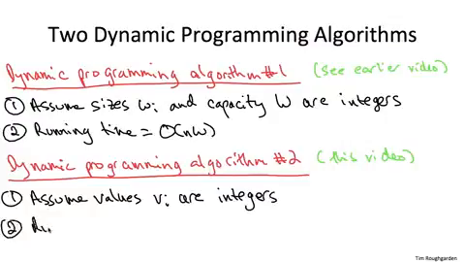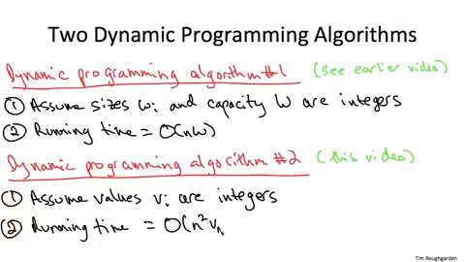We will be assuming that the values are all integers, the sizes and the knapsack capacity can be whatever, and the dynamic programming solution that we develop will have running time big O of n squared times Vmax. Vmax here denotes the maximum value of any item. The running times of the two algorithms are more in parallel than the notation might suggest. Probably it looks like there's an extra factor of n in the second dynamic programming algorithm, but that's the wrong way to think about it.